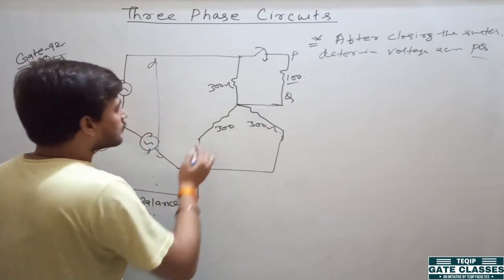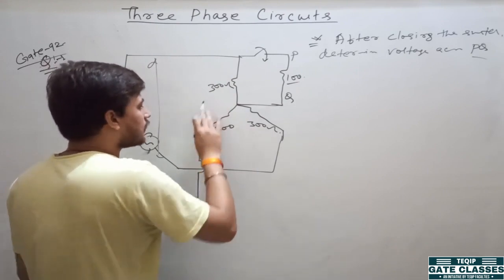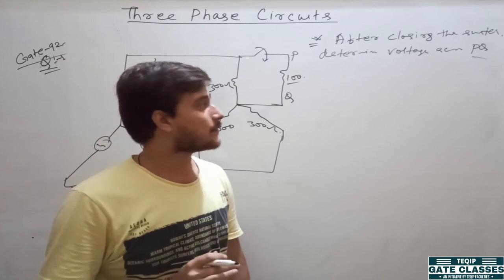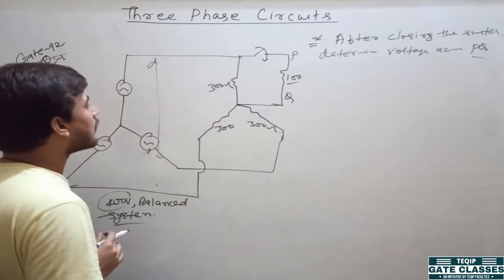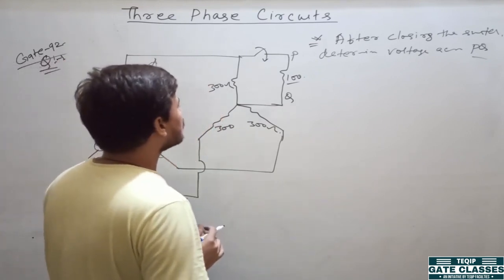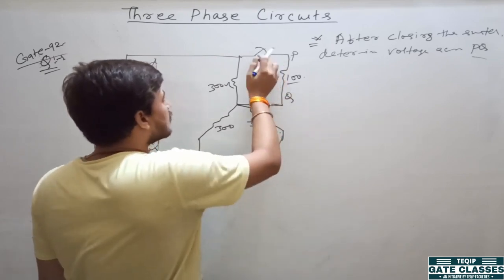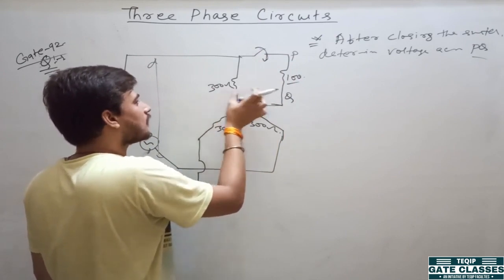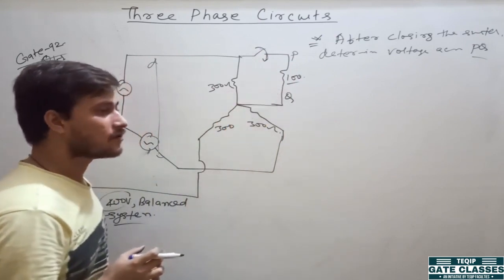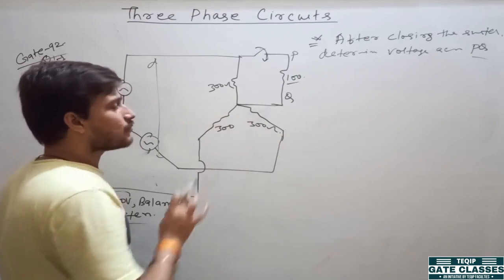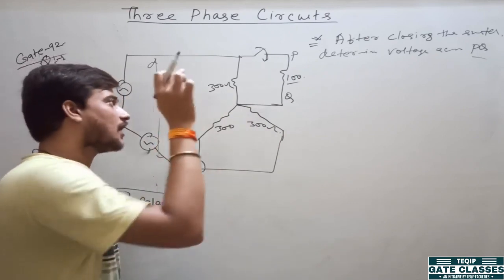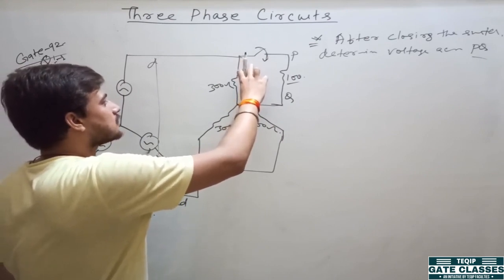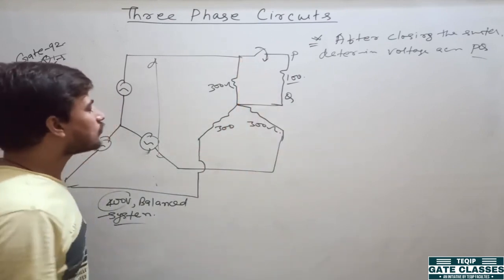You see, initially the system was balanced. 300 ohm were connected in the system. Now what happens once you switch on this one? That 300 ohm is being connected across 100 ohm. That means now the system becomes unbalanced. Now for this unbalanced system, you have to find the voltage across this one. So let us see how to solve this question.